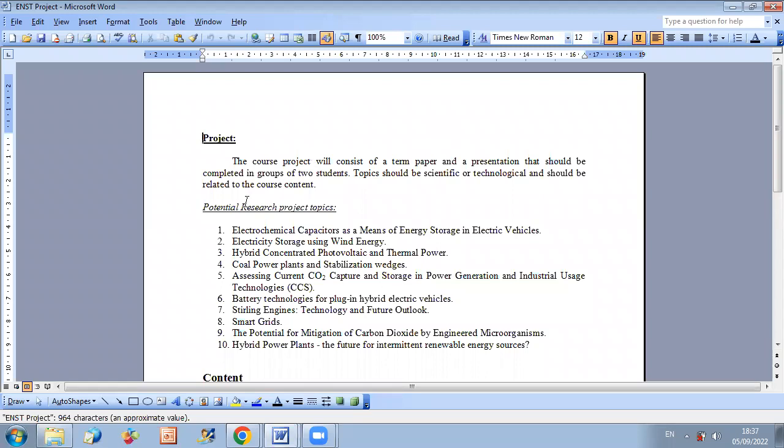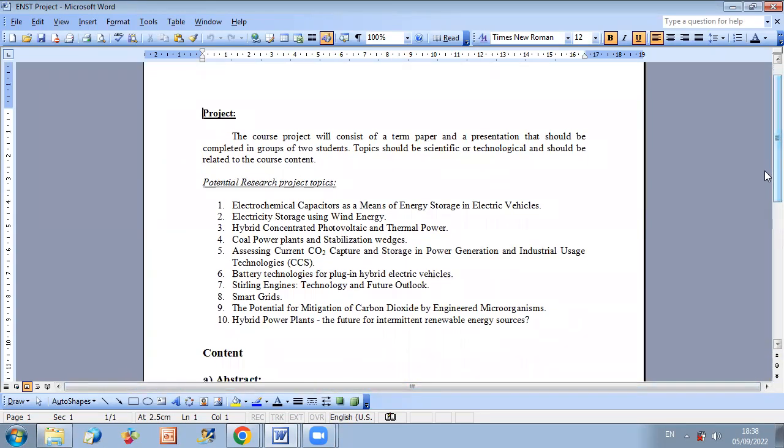Okay, so some potential research topics are exposed here. So first, for example, you can work on electrochemical capacitors as a means of energy storage in electrical vehicles. You know that recently we are suggesting a lot the use of electrical vehicles because the cost of fuel is very high, and we have shortage in fuel. Especially, for example, in Lebanon, recently we are trying to go from fuel consumption to electrical consumption because of the difficulties we are facing with importing fuel and the high cost of fuel.